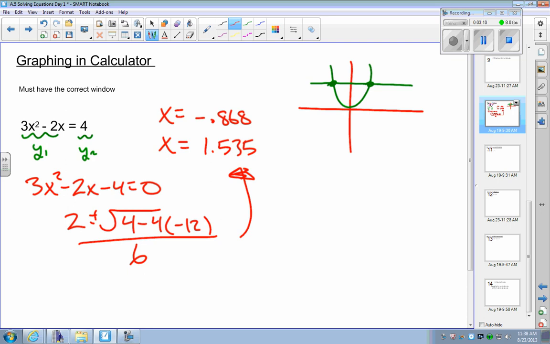Square root method's not going to work either, because it's not set up for that. Completing the square, you could certainly do that. But when you pull a 3 out, if you want to take half of 2/3, it can kind of get a little dicey, especially since you have to distribute that through there. So graphing or quadratic would really be the best method for that.